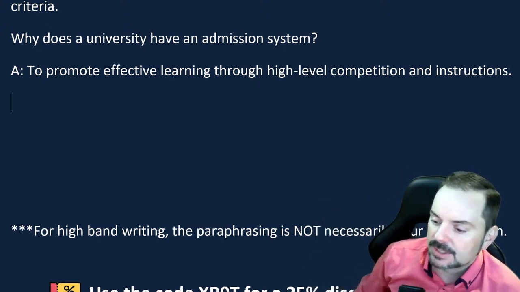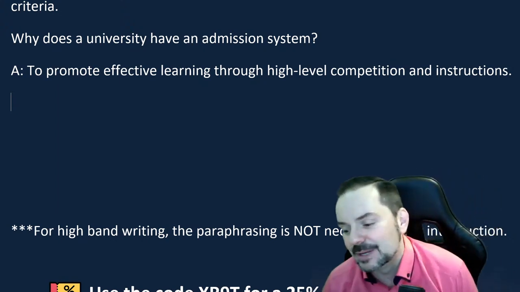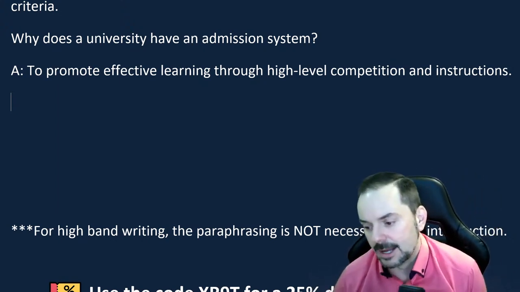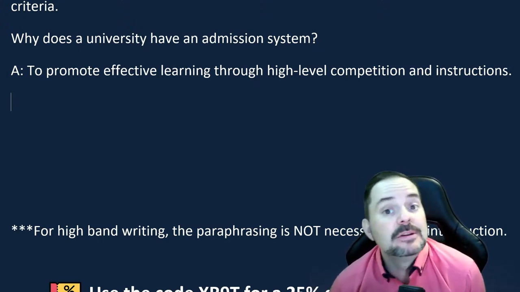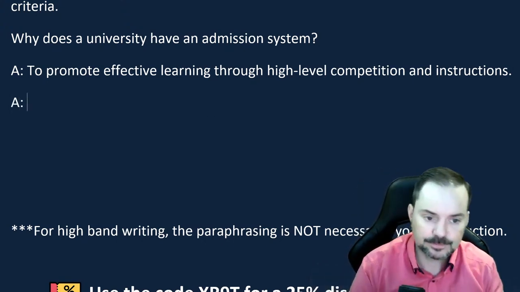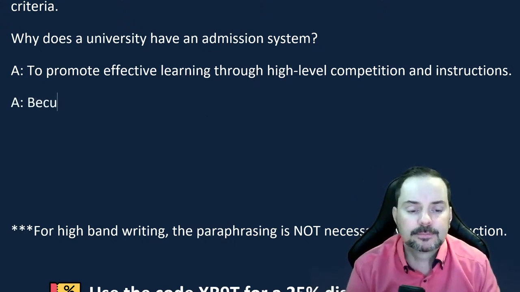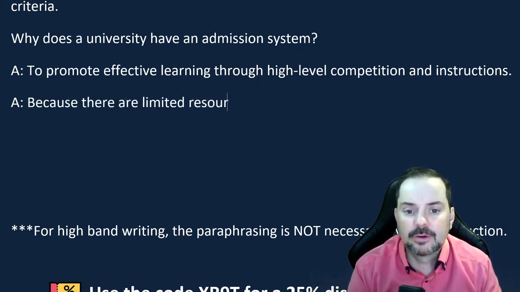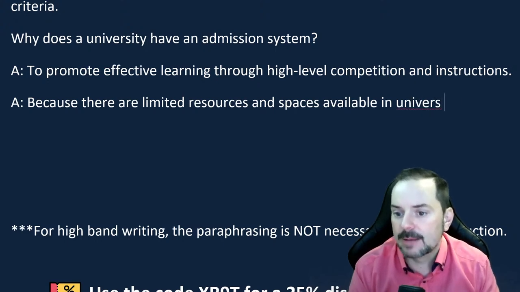Rashika says, because there are limited facilities for both physical and human resources for specific sections. Yeah, that's another reason, Rashika, and I thought about that as well. And it is a good one, right? Like, if we had a million universities, then sure, everybody could go. But that's not the case, right? So that would be another answer. Absolutely, Rashika. So because there are limited resources and spaces available in universities. Yeah, absolutely, right?